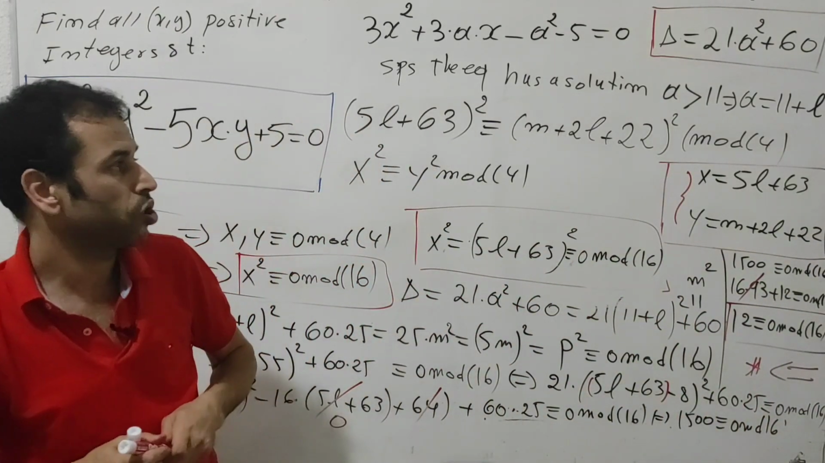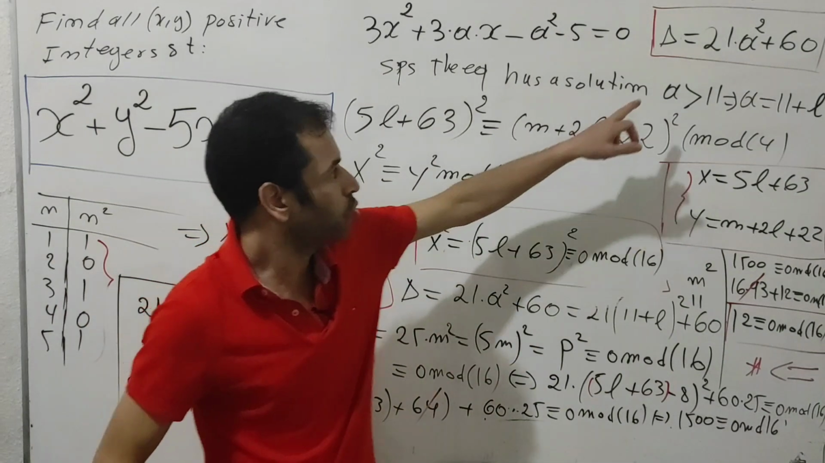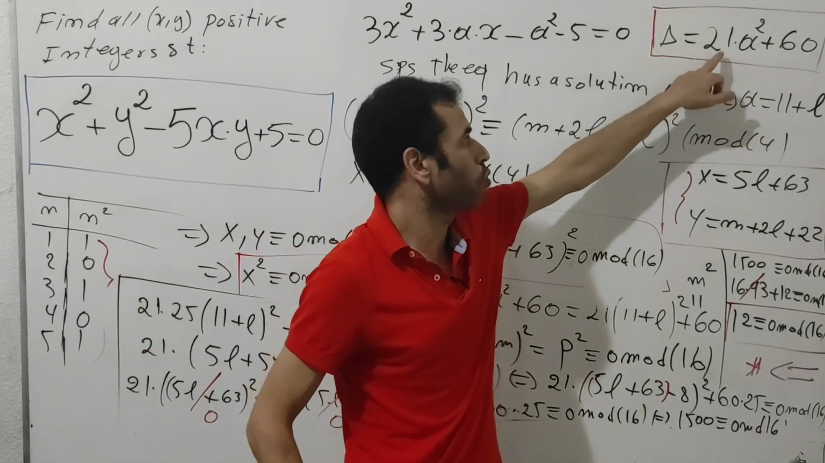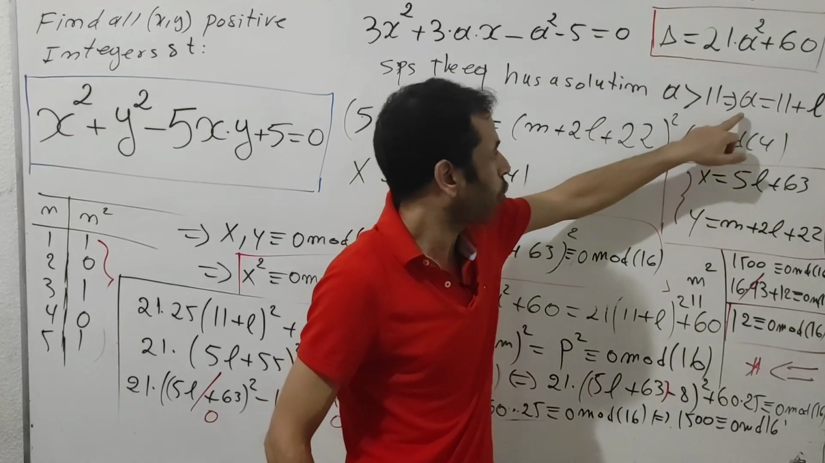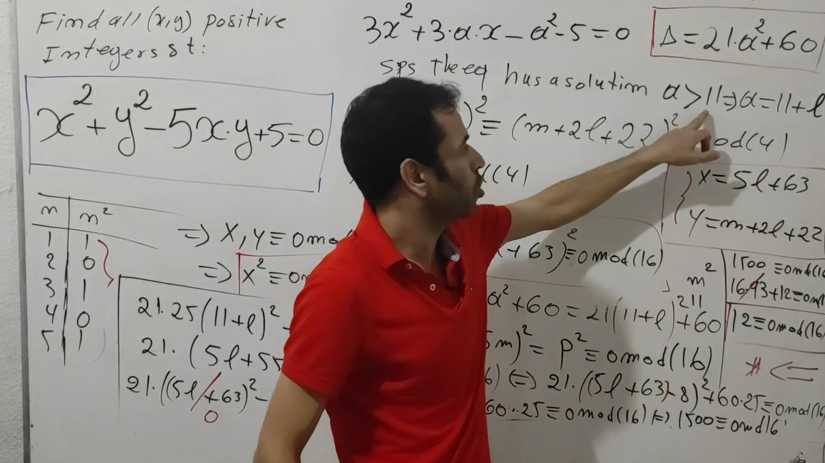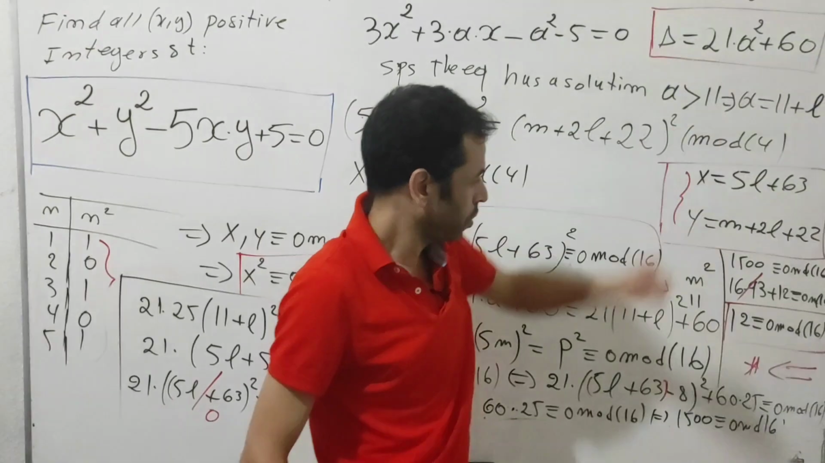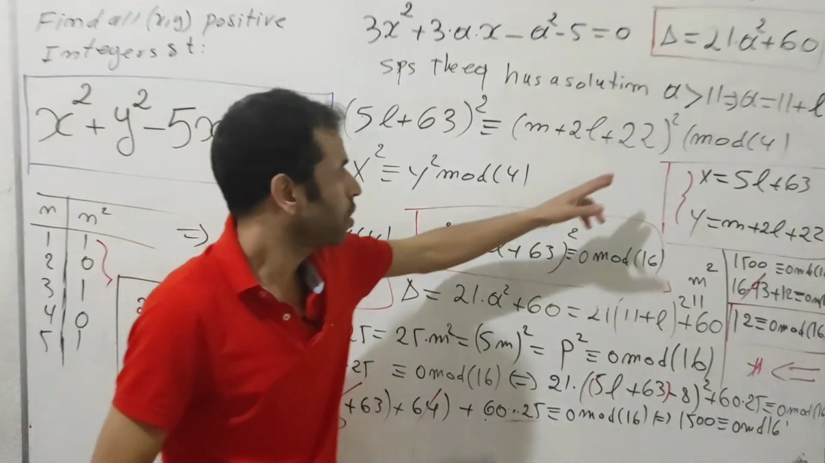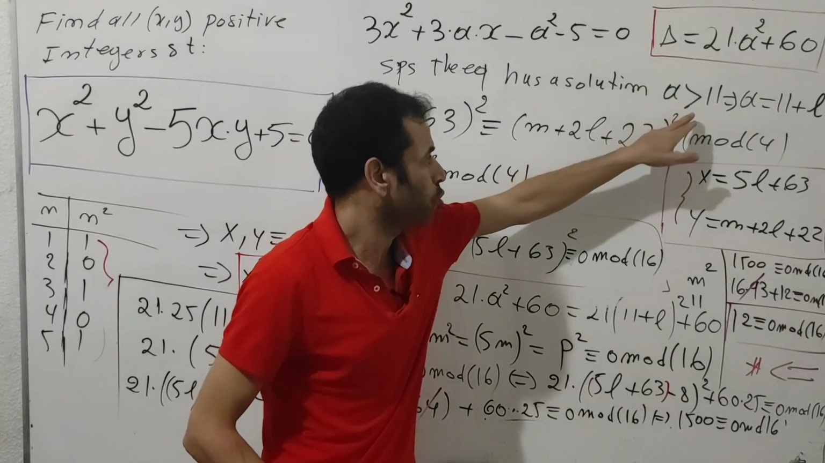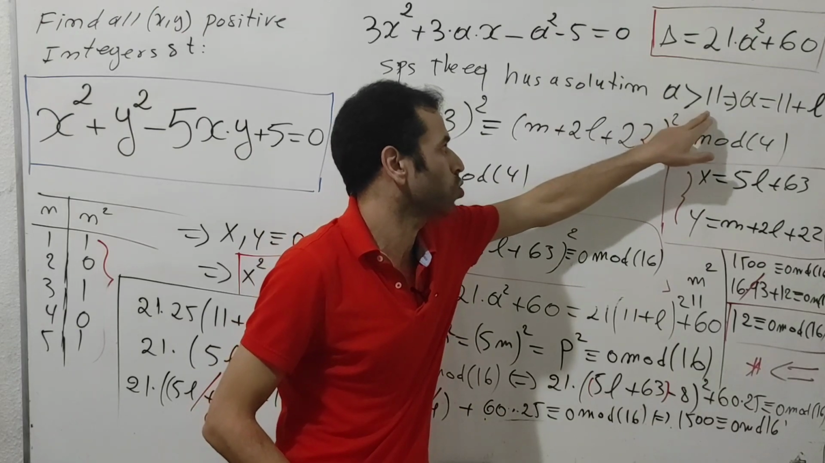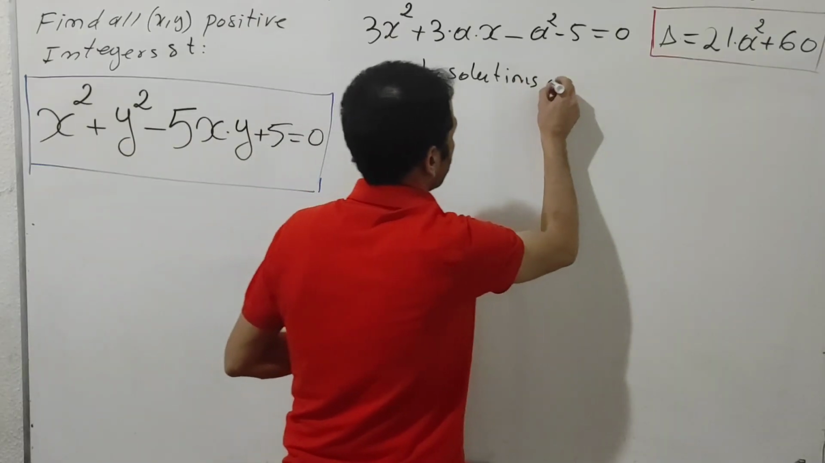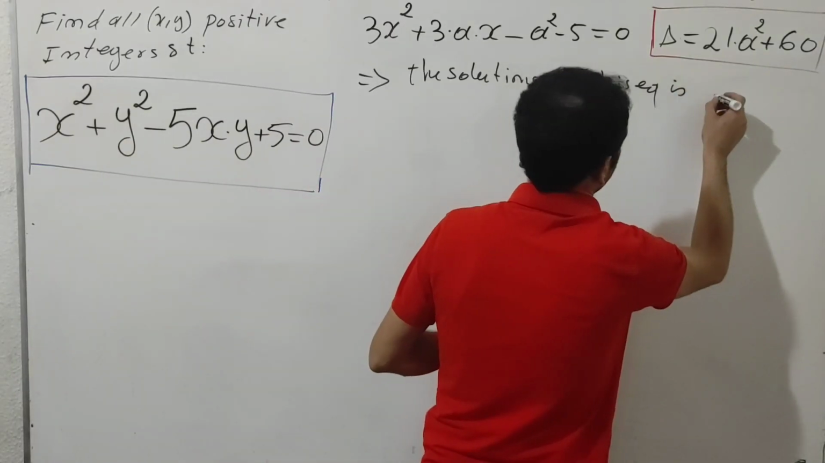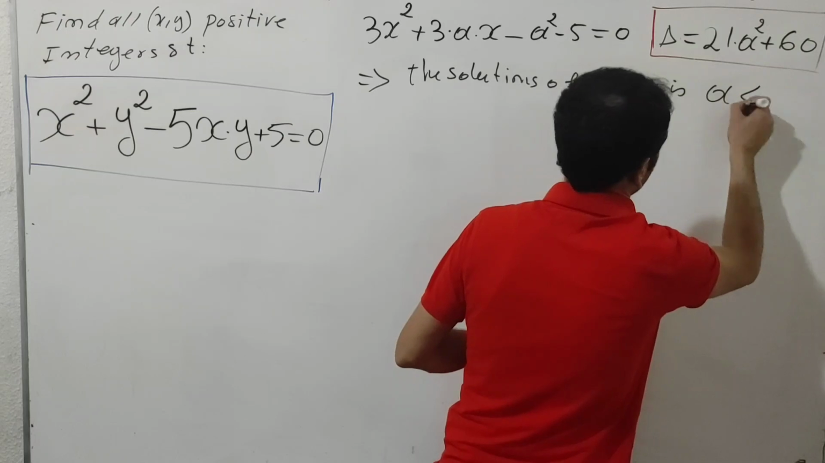What does contradiction mean? That means this term we have shown is not a perfect square for all a strictly superior to 11. That means the solutions of this equation are in the interval where a is inferior or equal to 11. Now I'm going to clean up this board and move on to the solutions for this equation, when a is inferior or equal to 11.